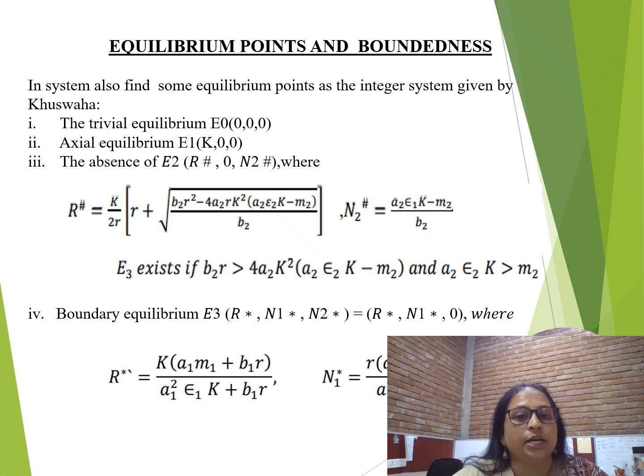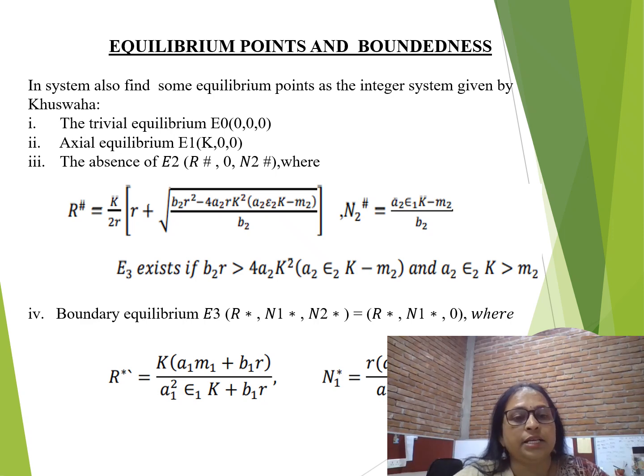Now we discuss the equilibrium points and boundedness. In the system we also find some equilibrium points, as in the integer system given by Kushwaha. First equilibrium point E0: here the resource and species are 0, not present. Axial equilibrium point E1 is (K, 0, 0). The existence of E2: R is 0 and N2, where R has this value and N2 value is (a2 epsilon 1 K minus m2) upon b2.